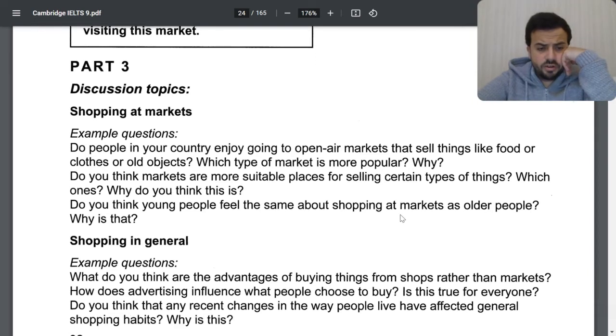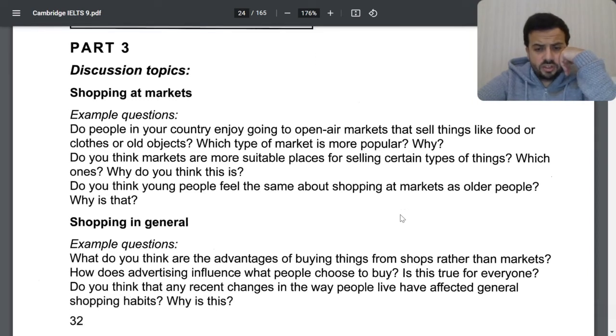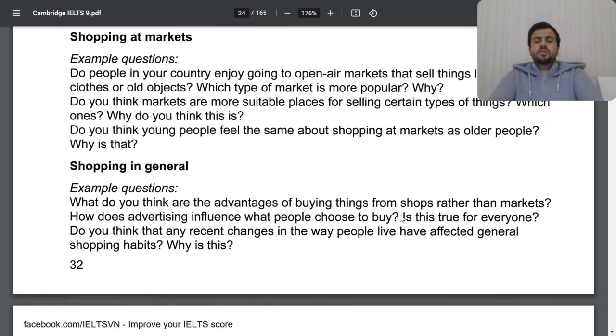After that, we have shopping in general. What do you think are the advantages of buying things from shops rather than markets? So, first of all, you can return the items if you don't like them. Let's say, for example, I bought some cheese, and after I got home, I found out that it has expired. If we're talking about the open air market, it's not possible for you to get a refund. But if you bought this from a shop, you can just go to the shop and return it and get your money back.